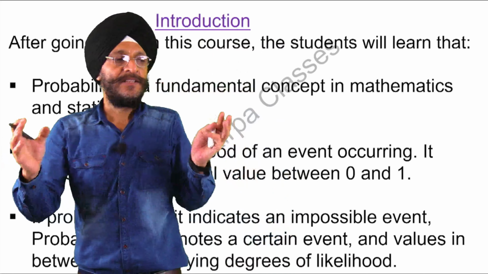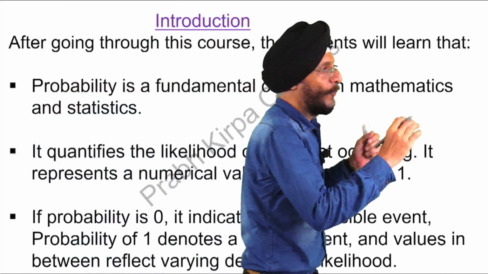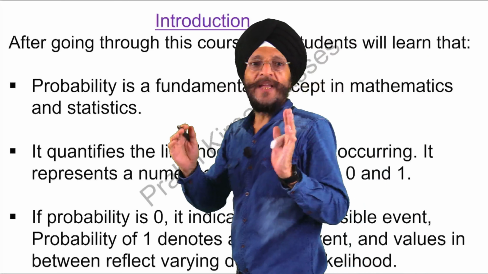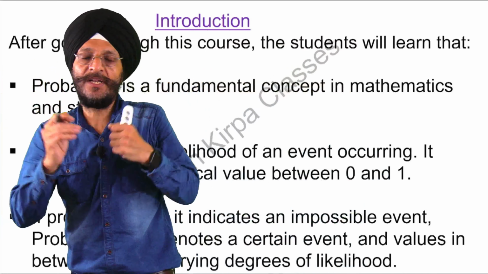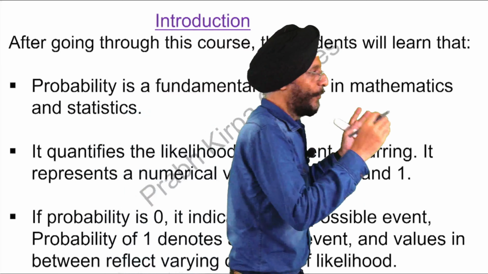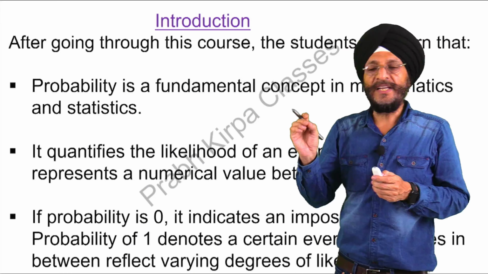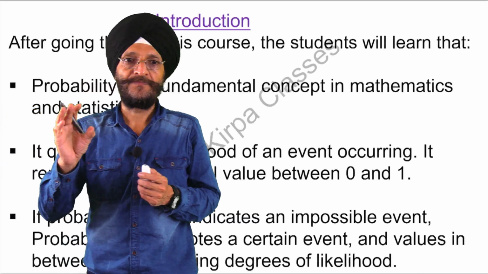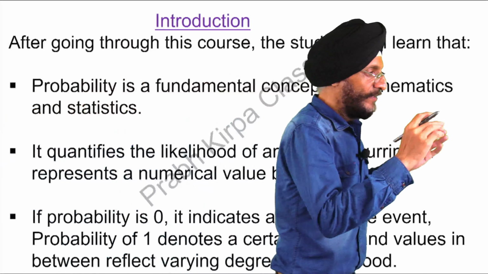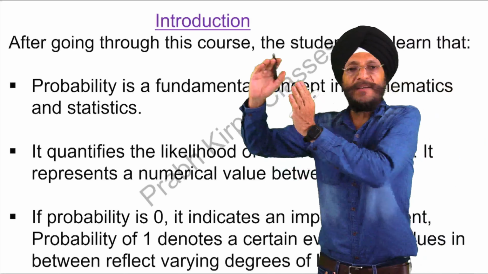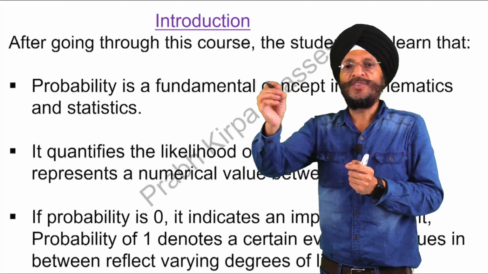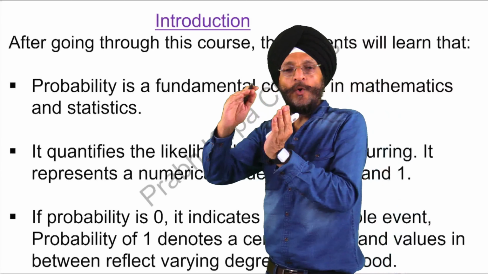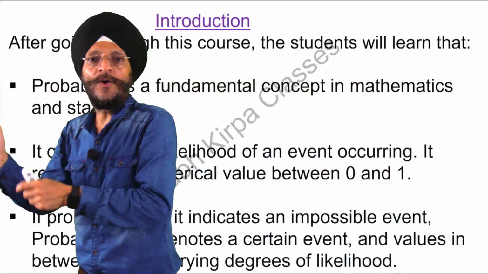If we say that the probability of an event is 0, it means that the event will not happen or it is an impossible event. If we say that the probability of an event is 1, then it means that the event is sure to happen. If there is a probability between 0 and 1, say 0.5, it shows the varying degree of likelihood of the occurring of the event.